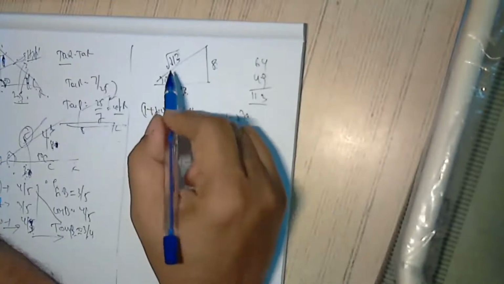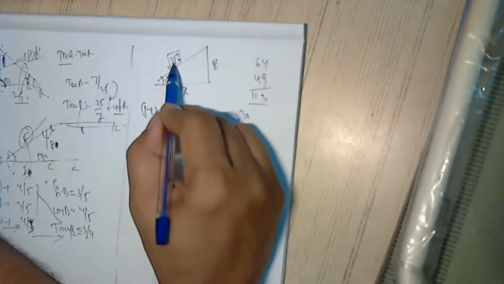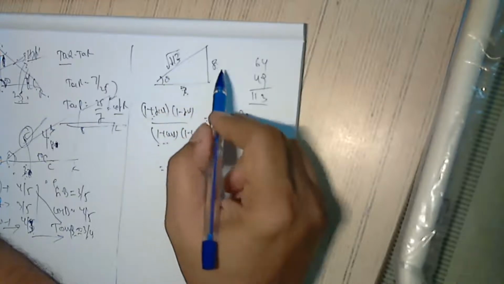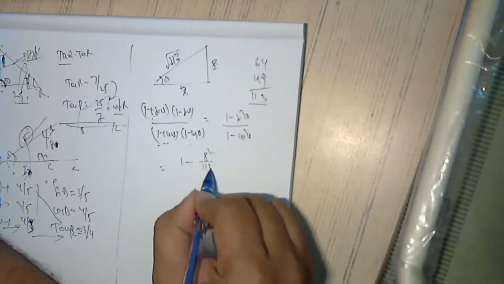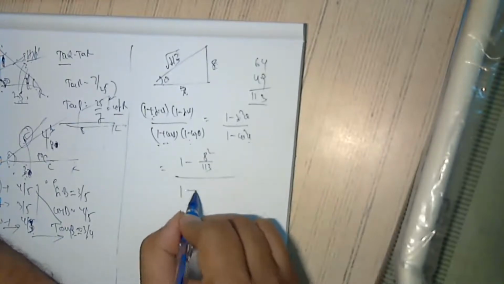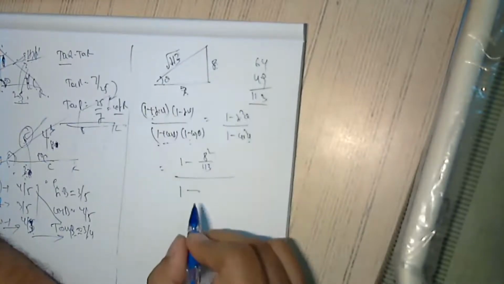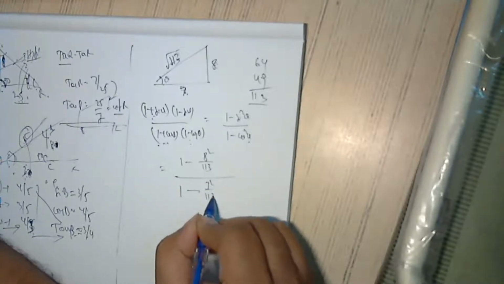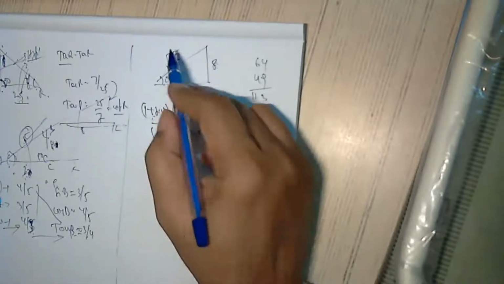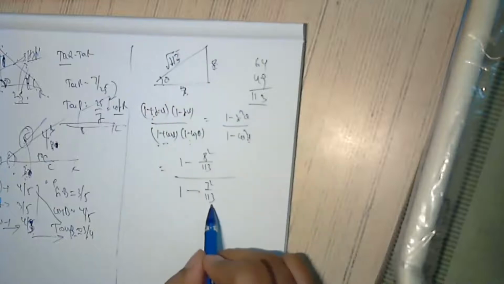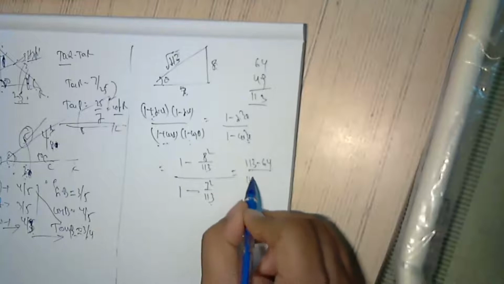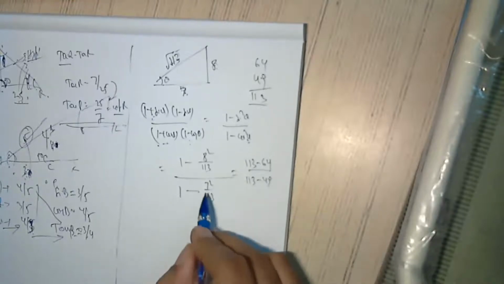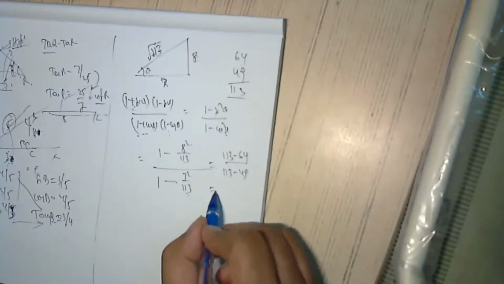What is sin square theta? Sin theta is opposite by hypotenuse. Sin square is 8 square by 113. What is cos square theta? 7 square by 113. In the square, I am removing the root. So this is simply 113 minus 64 by 113 minus 49. 113 gets cancelled out.